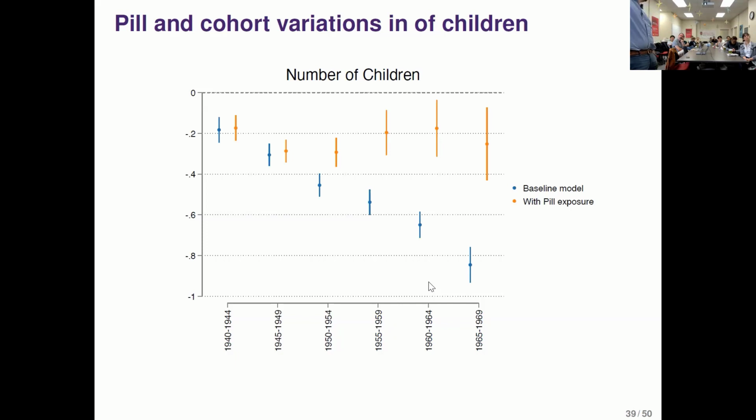We see a decreased number of children over time. What happens if we include the pill and its interaction with genetics, so that a big part of this cohort effect goes away, but still there's something not explained. It doesn't go to zero. It means that there is still some cohort variation that is not fully covered by our measure of pill.